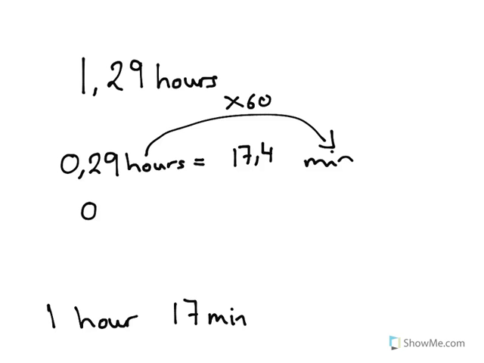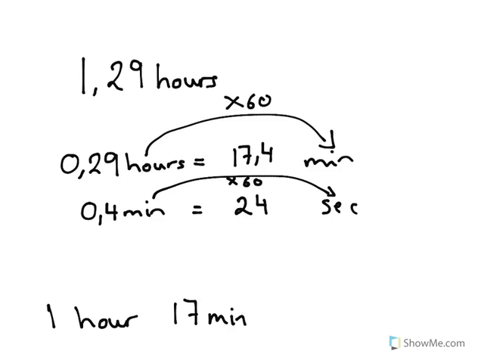Now we change our 0.4 minute into seconds. How do we change minutes to seconds? We multiply by 60. So 0.4 times 60 equals 24 seconds. So 1.29 hours is the same as 1 hour, 17 minutes and 24 seconds.